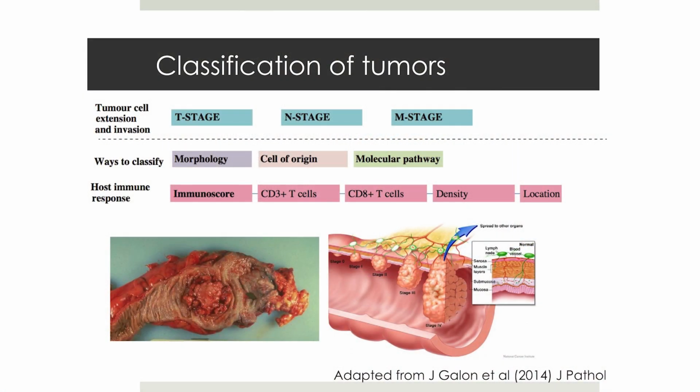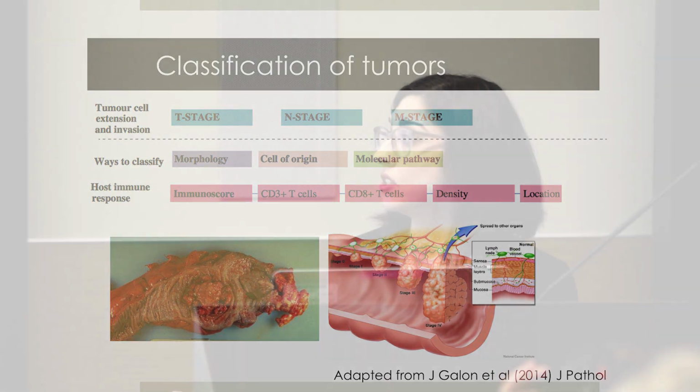You can also classify tumors by morphology, so are they well differentiated or poorly differentiated, and by cell of origin. Are they from the glandular epithelial cells or maybe neuroendocrine cells? And then molecular pathways, which we're going to talk about. And then a newer thing that everybody's touched on a little bit is the immunoscore, which is trying to grade the body's immune response to the tumor and how it's reacting to it.